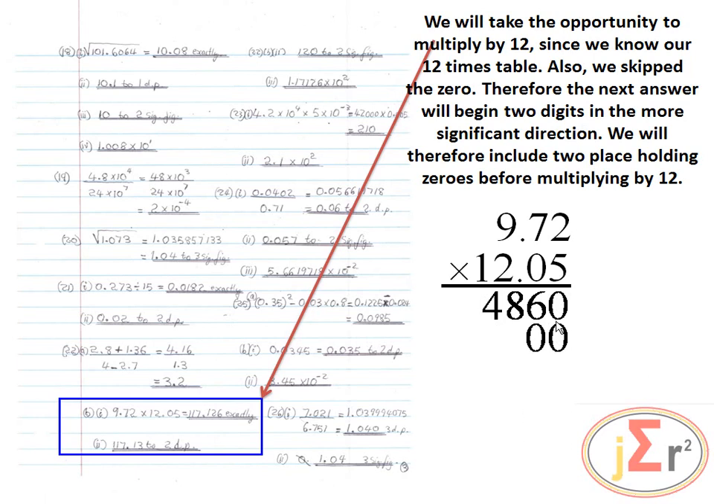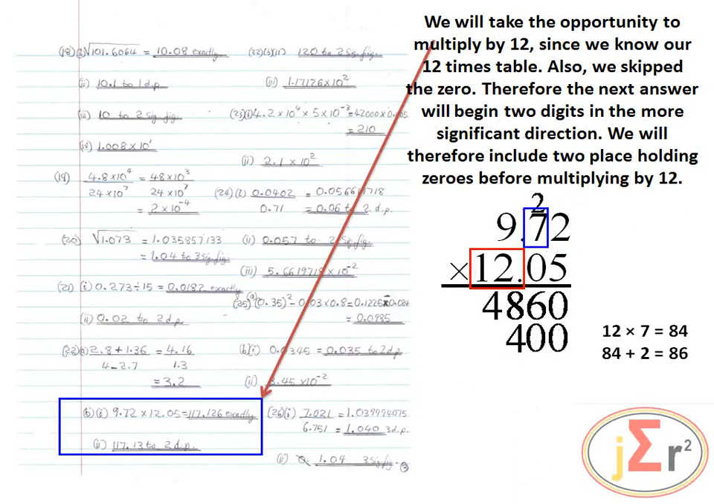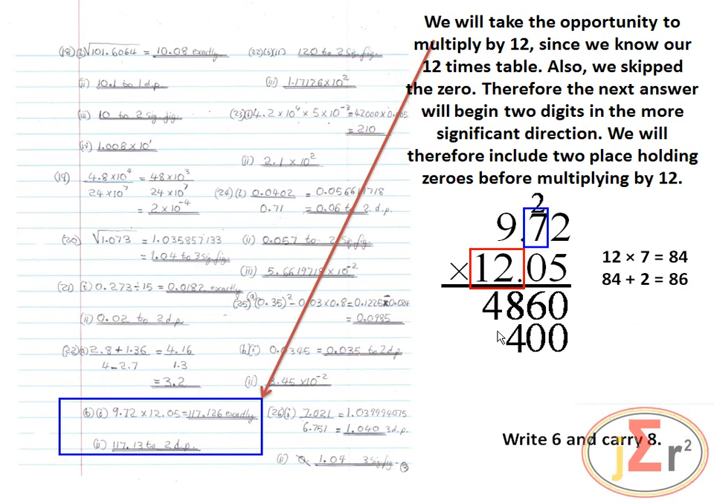And that necessitates us including 2 placeholding zeros. So we say 12 2s, 24. So 4 carry 2. Then we say what? 12 times 7 is 84. 84 plus the 2 that was carried, 86. 6. Carry 8.